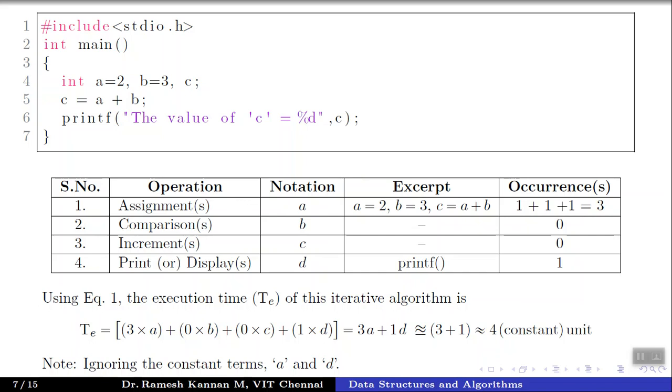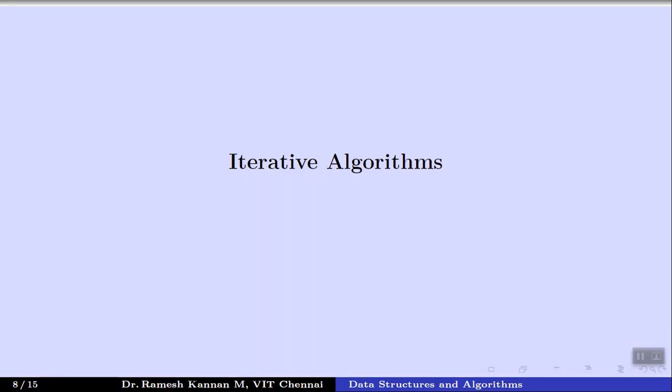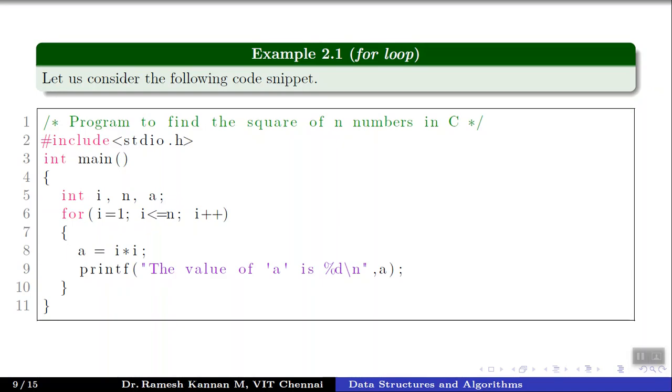Let's take a look at the iterative algorithms. An iterative algorithm has scope for comparison as well as increment operations. Let's take a look at one example. This is an example for finding the square of n numbers, and we use a for loop. Up to this point it is sequential, and then we have a for loop, which means that this loop will terminate when I equals n. So this is typically a for loop.